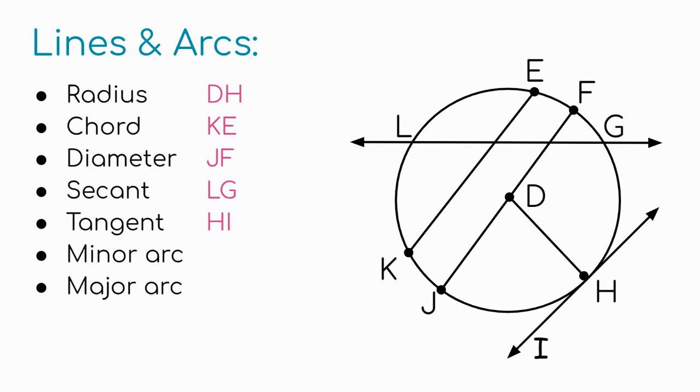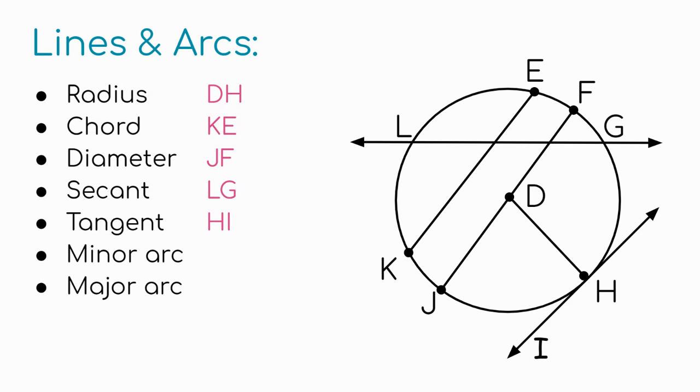A chord is a segment, so it also has two endpoints, but they are both on the circle. So a good example of that would be KE. So KE is a segment, both of the endpoints are on the circle. A diameter is a chord that goes through the center. So JF is also a chord, but you'll notice JF goes through point D, which is the center. So JF is a diameter.